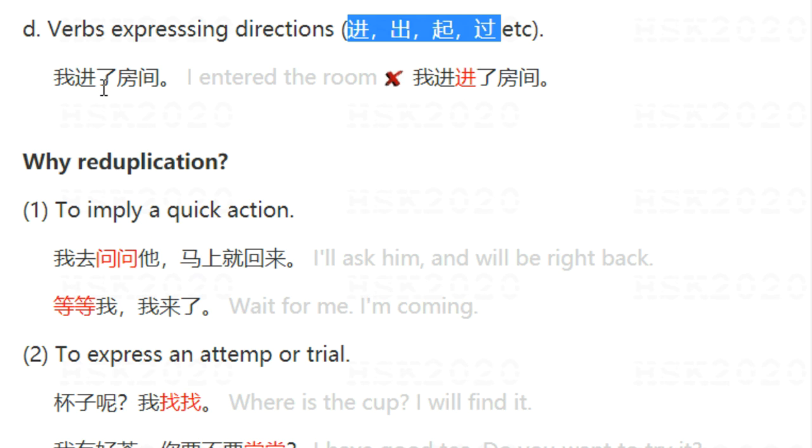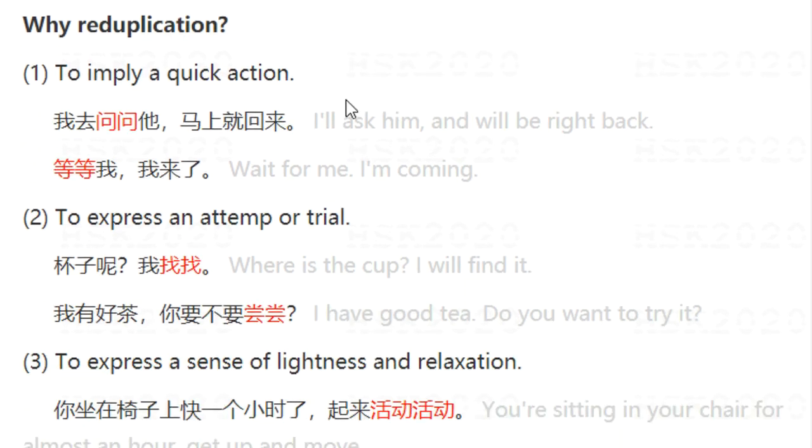So why should we reduplicate verbs? Why is there such a phenomenon? Okay, the first is that it implies a quick action. For example, 我去问问他，马上就回来。So 我去问他 is a kind of formal expression: I will ask him. But if you say 我去问问他, the speaker kind of hopes to get a quick answer from the person. 我去问问他，马上就回来。I will ask him and be right back. 等等我，我来了。Wait for me, I'm coming.